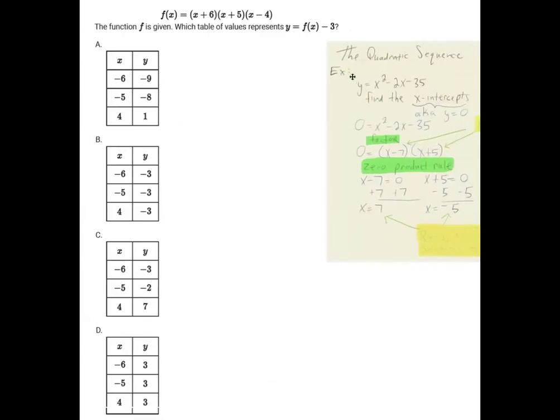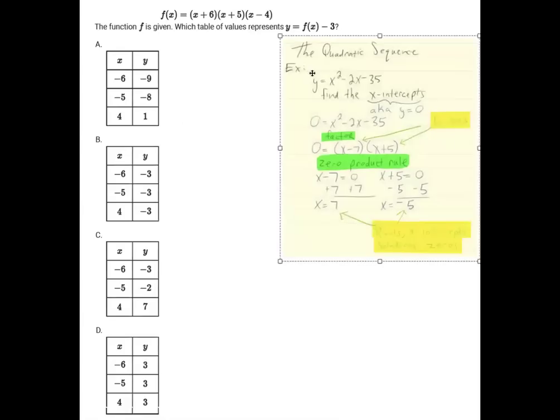Correctly, we need to know a little bit about the relationship between factors and roots. And that's something that we call the quadratic sequence. Just as an example, if we had this function here and we were asked to find the x-intercept, that means that y is 0. So we set y equals to 0. That gives us permission to factor.